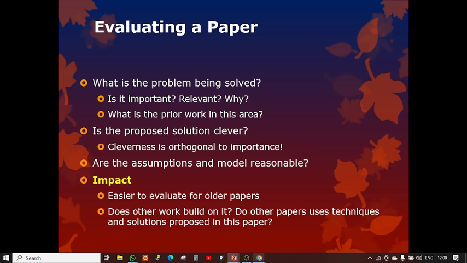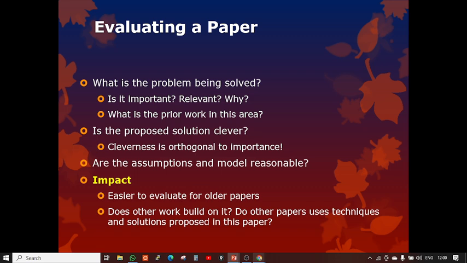What problem is it going to solve? Is it important? Is it relevant? What prior work has been done in this area? Every aspect should come to your mind as you evaluate the paper as a reader. The same thing applies to you: when you publish a paper, someone is going to read it, and they are also going to evaluate your research result.